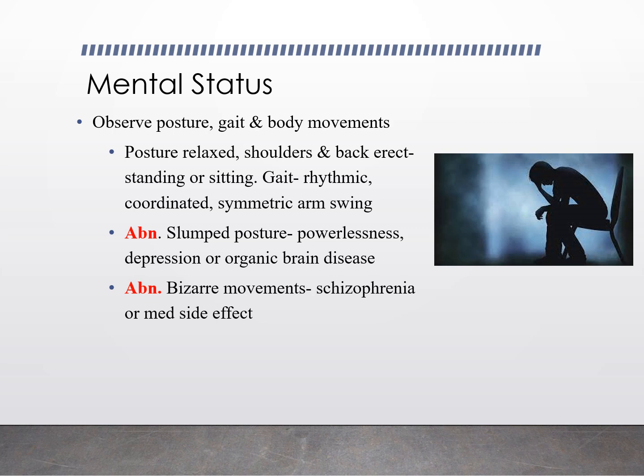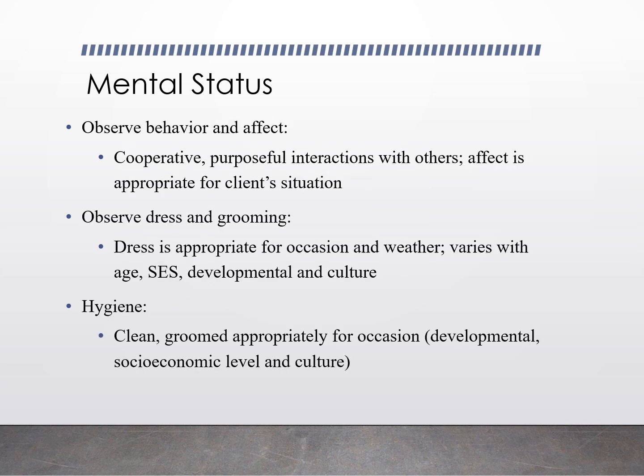When we are doing our objective assessment, we talked about observing posture and gait. Here are the expected findings: that the patient's relaxed. If they're slumped posture, this might indicate some type of depression. We observe behavior and affect. Observing dress and grooming, hygiene. When you're looking at the tables in chapter 6, the abnormal findings are going to be very helpful.